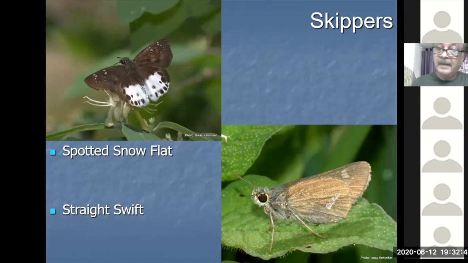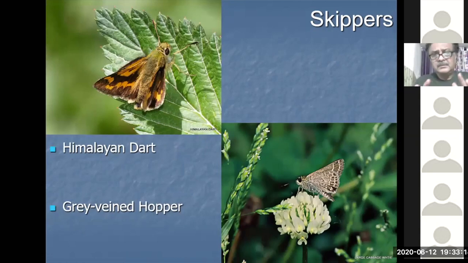So that's how it escapes being seen. And here's another skipper, called a straight swift. Why is it called straight swift? Because the series of spots you see here are in a straight line. That's why the name straight swift. These butterflies, the skippers, are usually bobs, aces, swifts. And they are rather difficult. Possibly you can learn the other common butterflies first and then go into this difficult group of butterflies. Then the other skippers are called darts and hoppers. Some of the hoppers keep their wings half open always, never flat open. So they're very typical of this group, skippers.